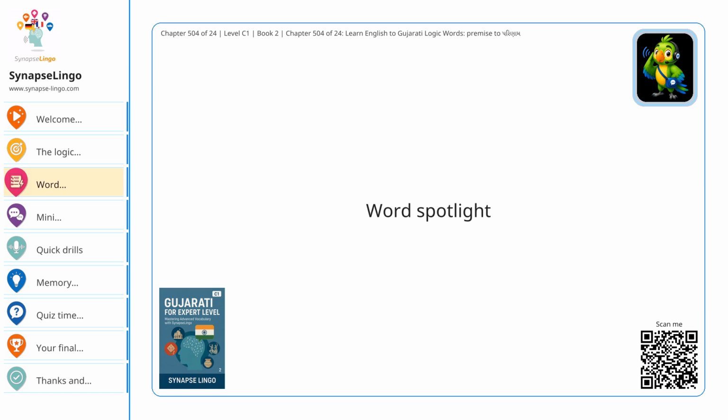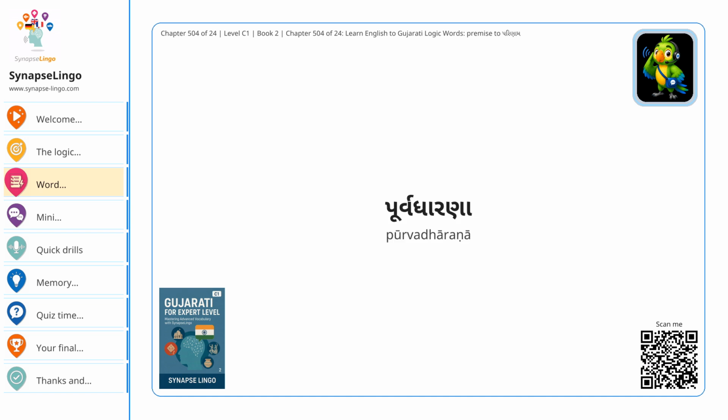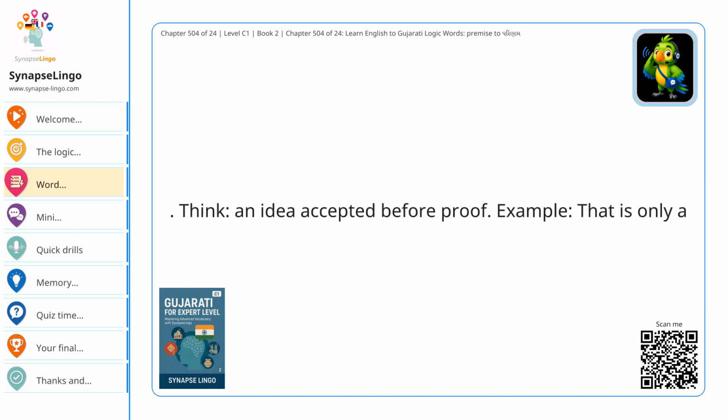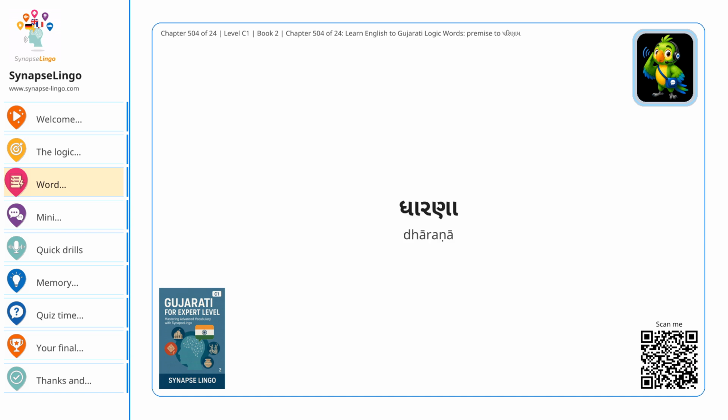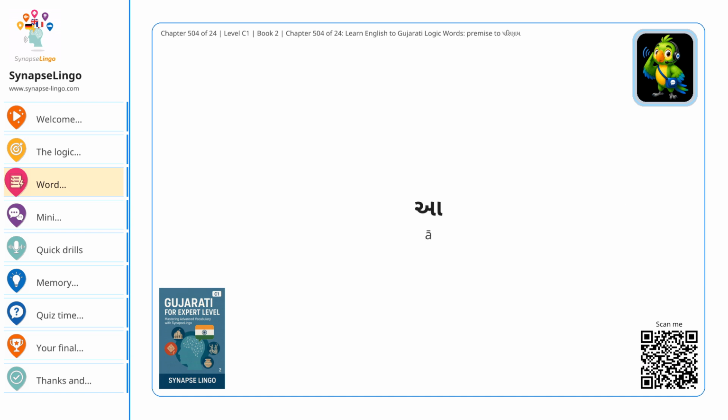Word spotlight. Now let's slow down and make each word behave. You listen, repeat, and mentally nod like a genius. Premise is પૂર્વધારણા. Think, the base of an argument. Example. The argument is based on a false પૂર્વધારણા. Assumption is ધારણા. Think, an idea accepted before proof. Example. That is only a ધારણા. Thesis in this learning set appears with the target form આ. Repeat it clearly. આ.